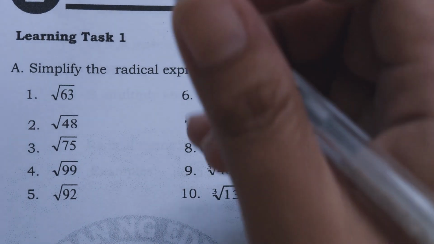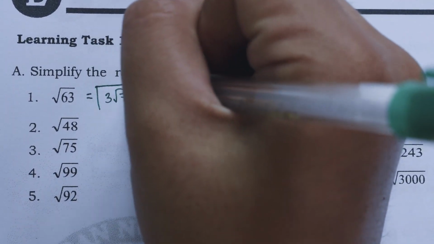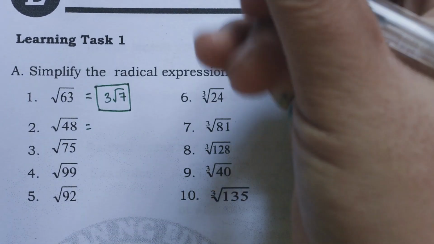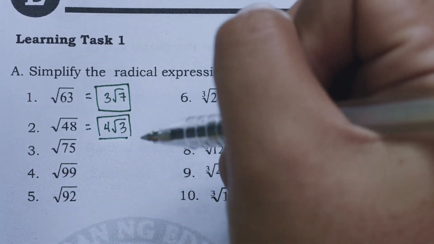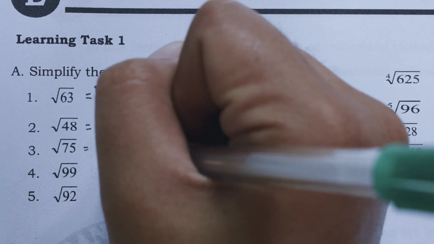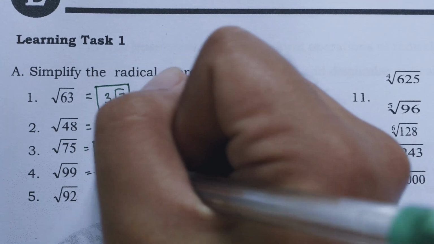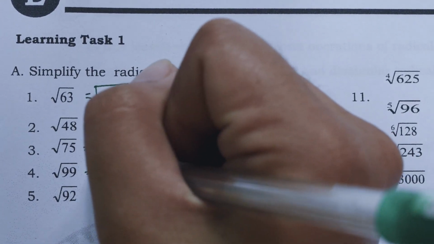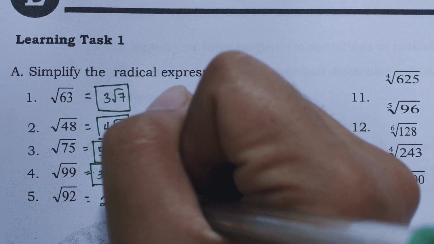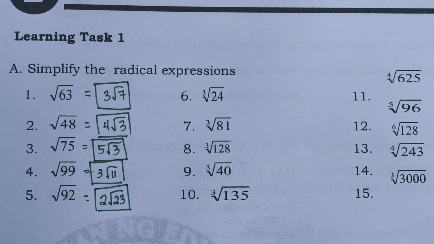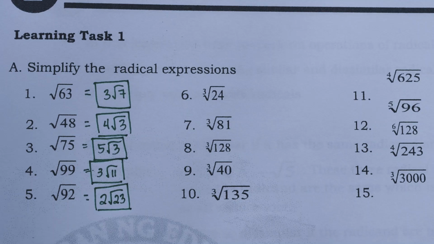Yan. So, yung sa number 1 na nakuha nating answer, we have 3 square root of 7. Sulat ko lang ha, para hindi nyo makalimutan mamaya. Sa number 2, yung nakuha nating answer, we have 4 square root of 3. Sa number 3, we have 5 square root of 3. Sa number 4, 3 square root of 11. And sa number 5, yung nakuha nating value is 2 square root of 23. Ayan, so yan na po yung limang nakuha nating una. So now, magpo-proceed na po tayo sa pagsasagot ng number 6 to 10.